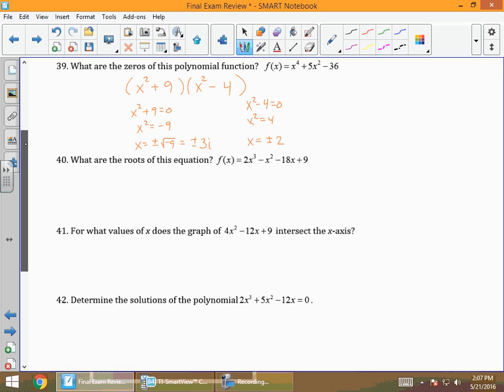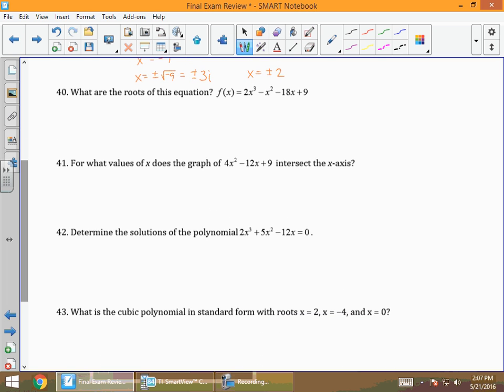Number 40. What are the roots of this equation? First thing I'll try to do, I'll try to factor it. So I'll factor by grouping since there are 4 terms. The first two things have an x squared in common. If I were to factor out an x squared, I would have 2x and minus 1 left. And negative 18x and positive 9 have a negative 9 in common. And that would leave me with 2x minus 1. So great, this thing factors. This factors as 2x minus 1 and x squared minus 9.